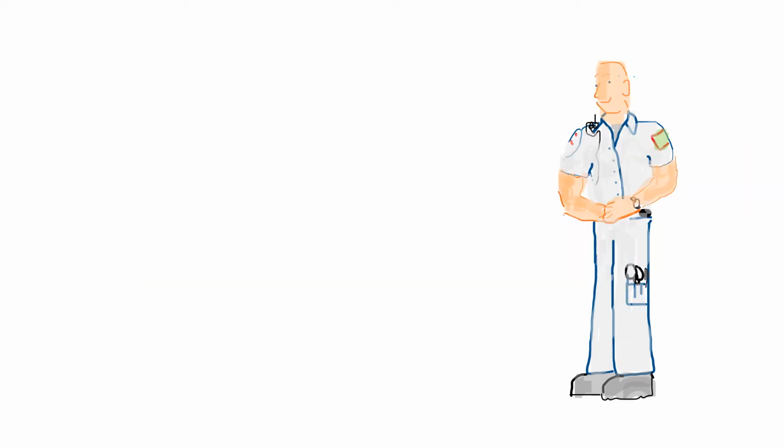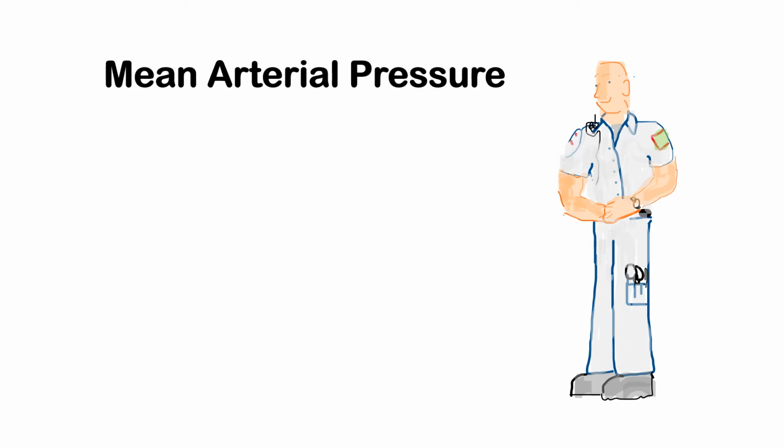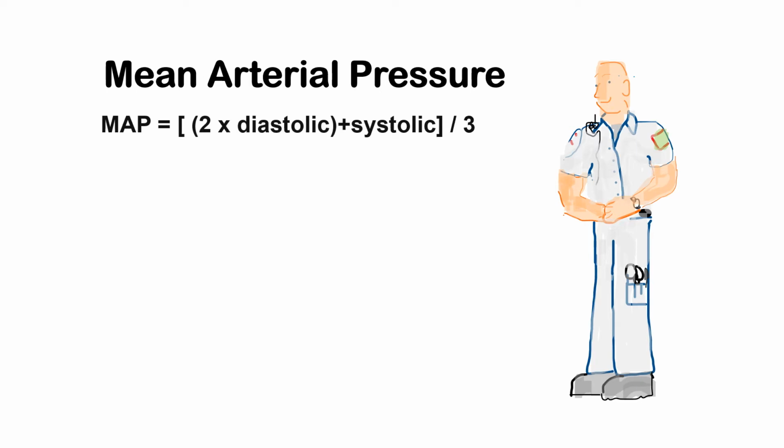EMS providers used to use the systolic blood pressure as an indicator of the hemodynamic stability of a patient. Now we realize that the mean arterial pressure is a more accurate indicator of a patient's ability to perfuse their vital organs. Let's look at these 3 blood pressures. Which do you suppose would yield an adequate MAP?